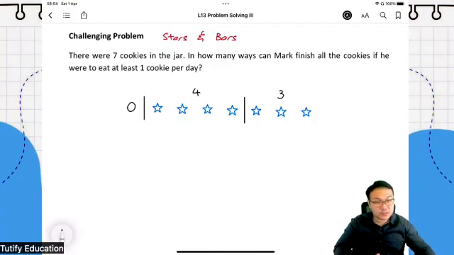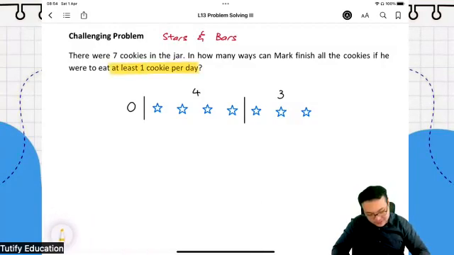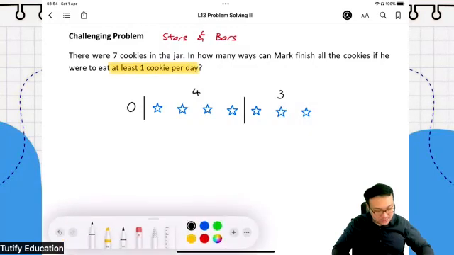Atava, yes, you raise your hand. I have an objection. They said he must eat at least 1 cookie per day. So on day 1, you cannot eat 0. Very observant. Thank you, Atava. Well done. I was about to ask Zachary, are you allowed to do this? What's your answer, Zachary? No. Why not? Because the question says so. Yes, the question says you must eat at least 1 a day.